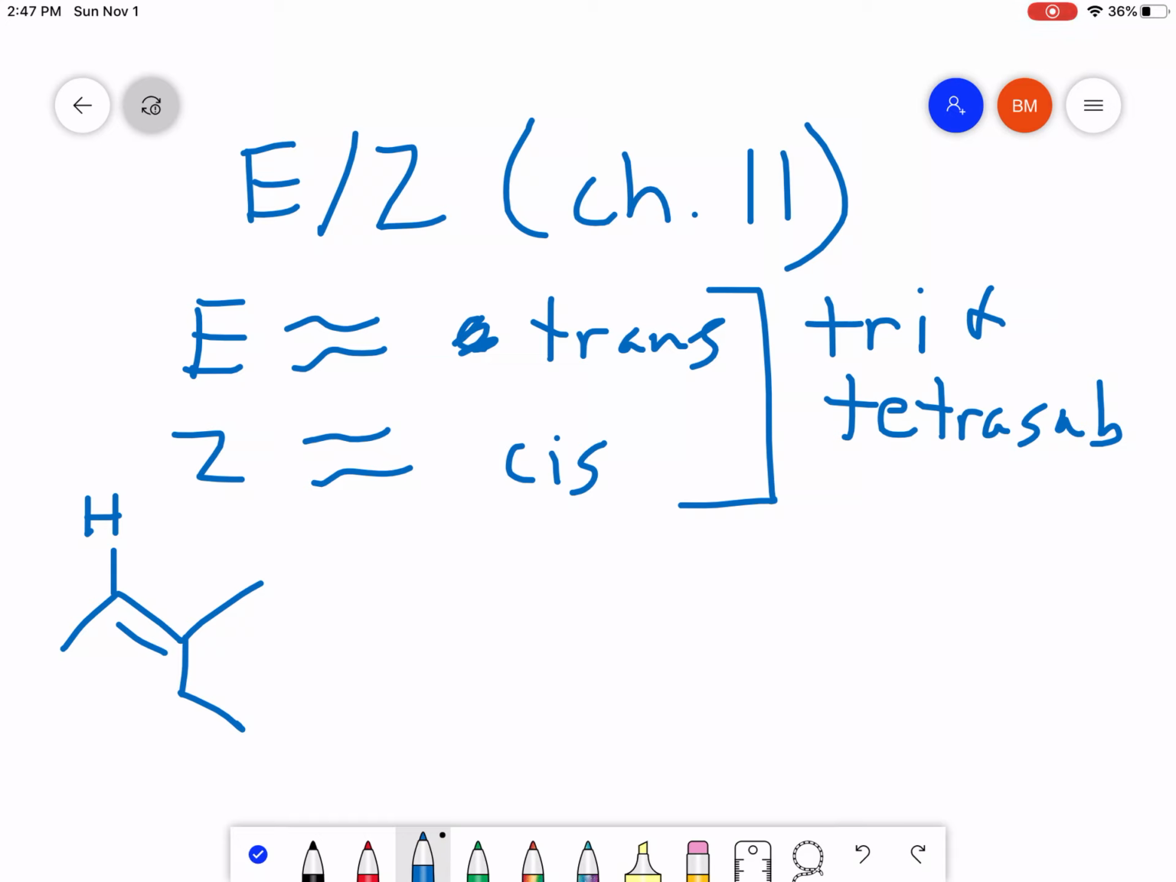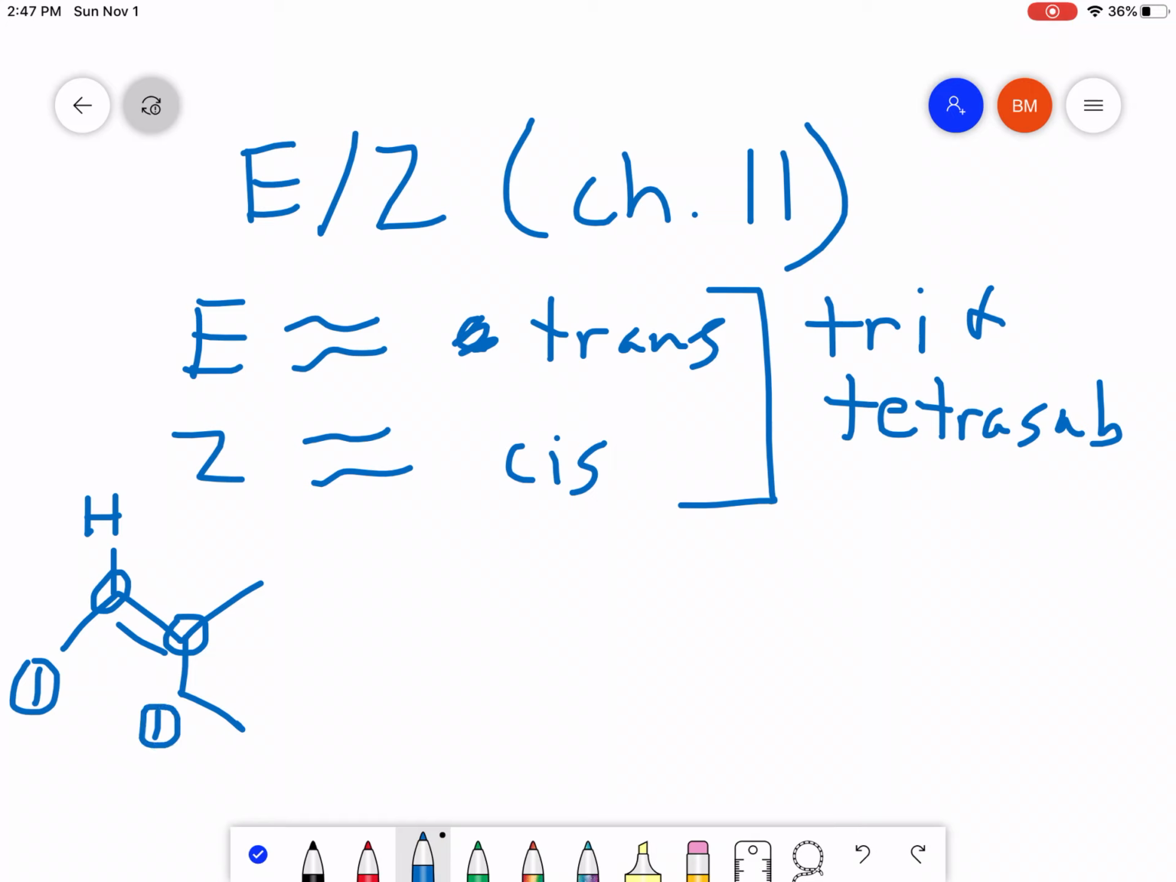To figure out E or Z, here's what you need to do. Look on each one of the carbons, and of the two, assign a priority, just like you did in Chapter 5 with the RS configurations. Same rules. What gets a higher priority? The H or the methyl group? Hopefully you can tell that the methyl group is definitely a higher priority than H. So I'm going to put a number 1 by it, and that's just for this carbon. Now we're going to do the same thing for this carbon. What has a higher priority, methyl or ethyl? Hopefully you would know that ethyl has higher priority, so we'll put a 1 by it as well.